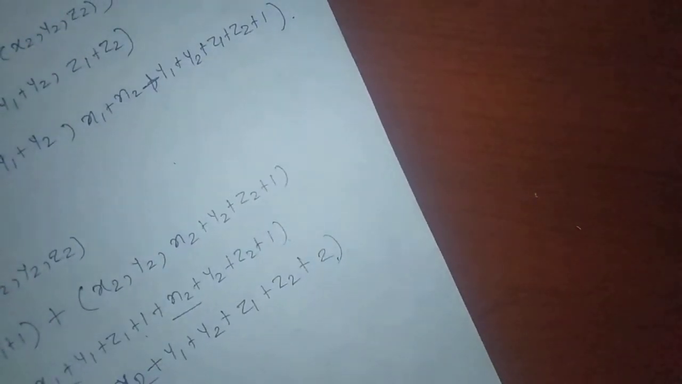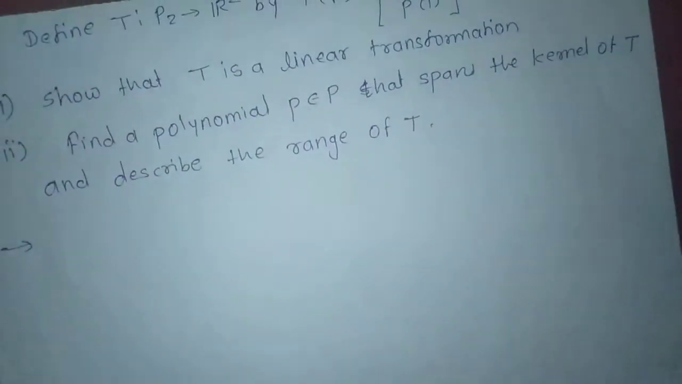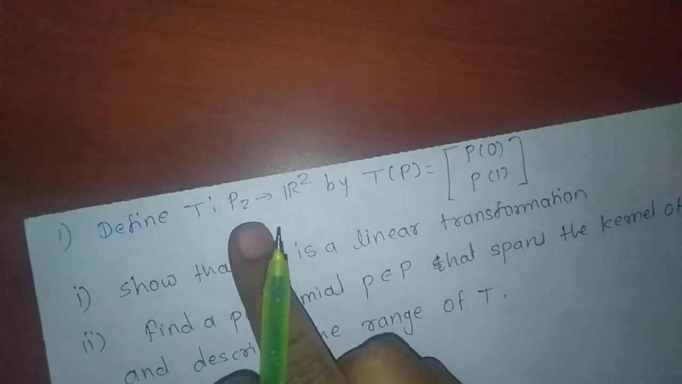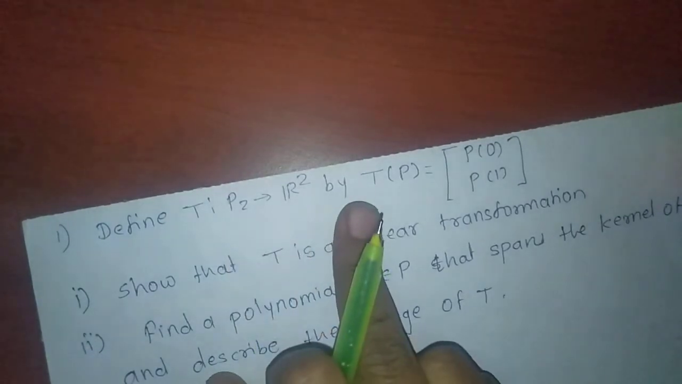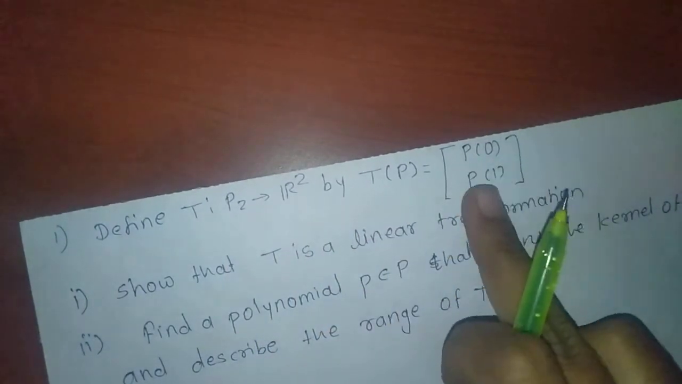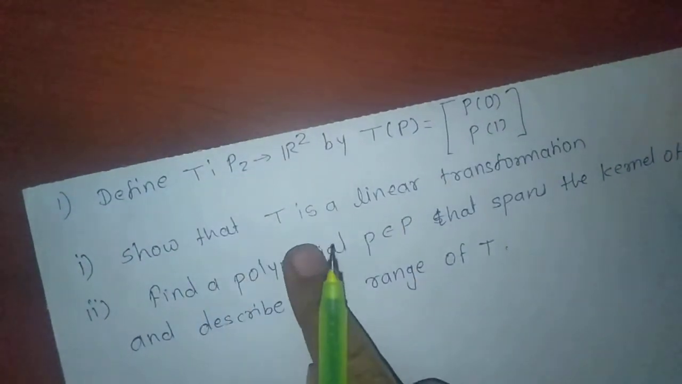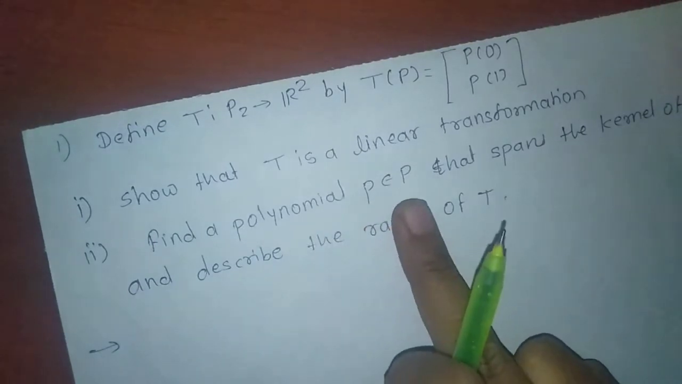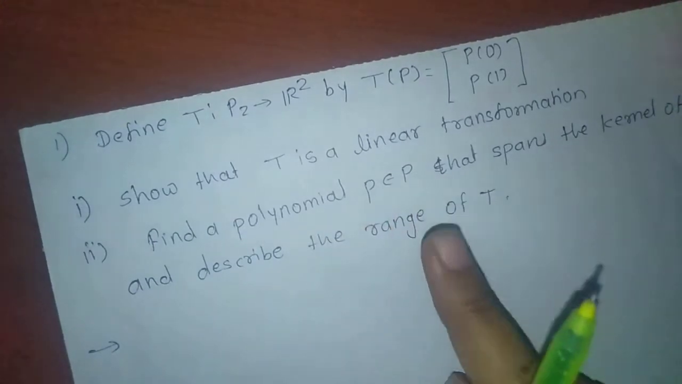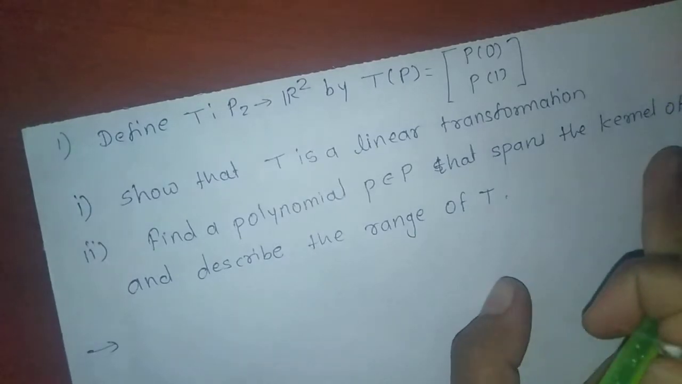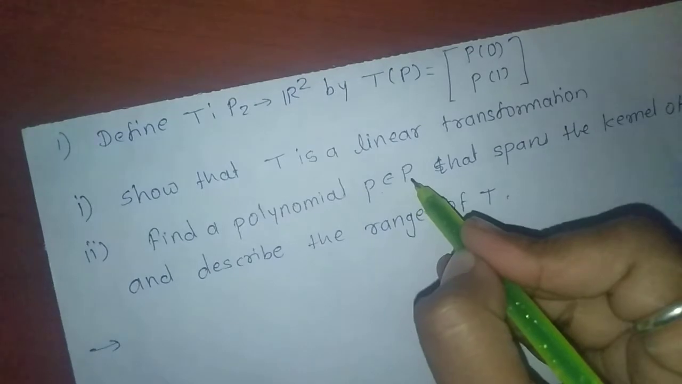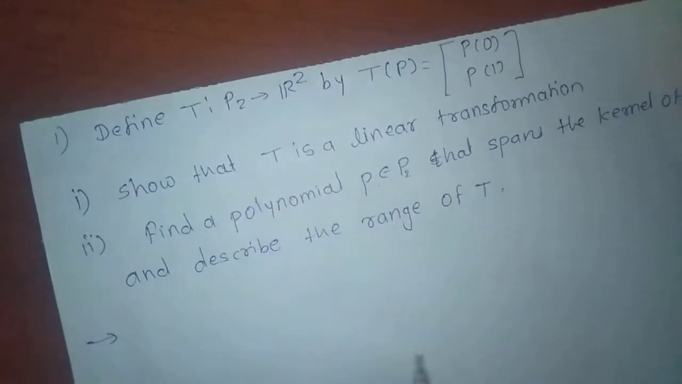Now, the next example is: Define T mapping P2 to R2 by T of P equal to (P of 0, P of 1). First, show that T is a linear transformation. Second, find a polynomial P belonging to P2 that spans the kernel of T and describe the range of T. P belongs to P means P2.